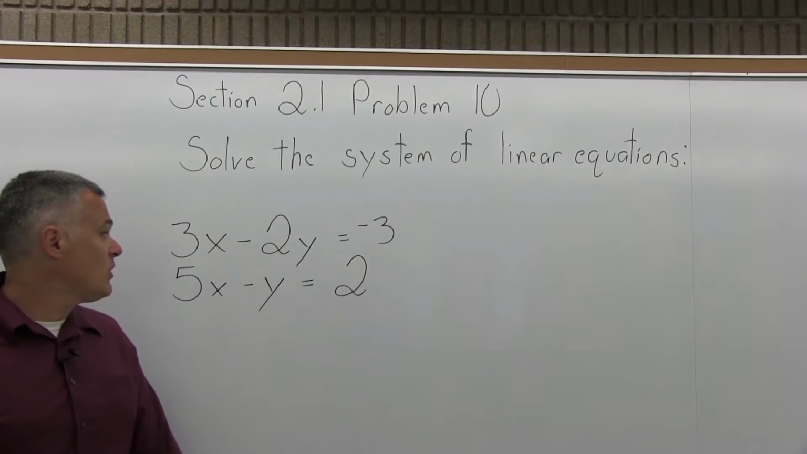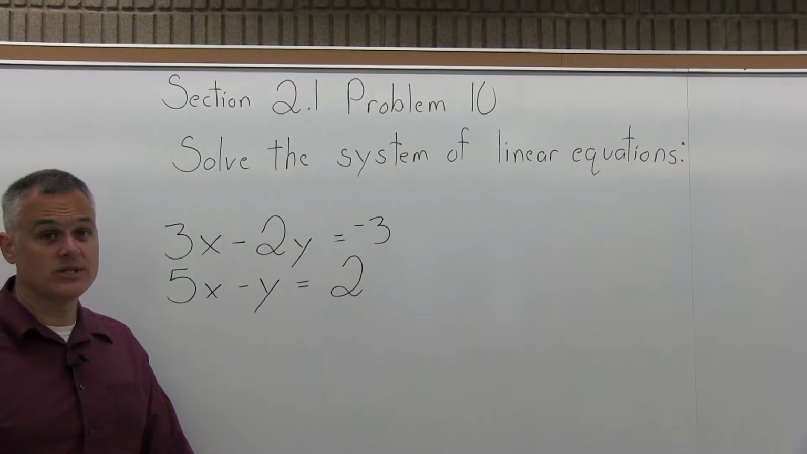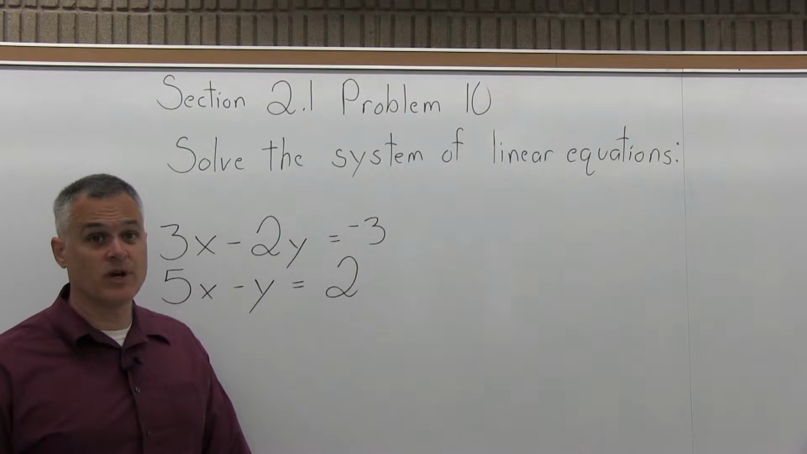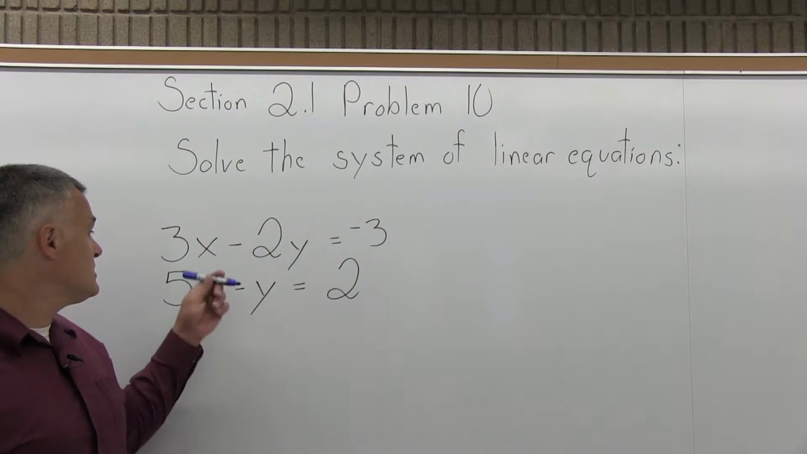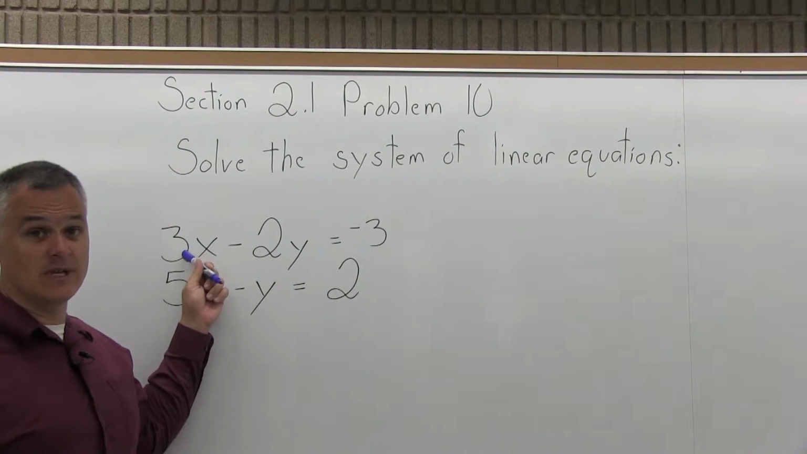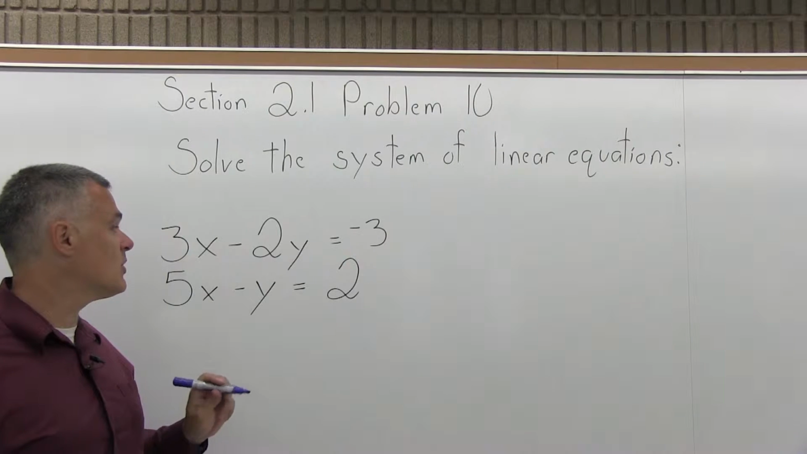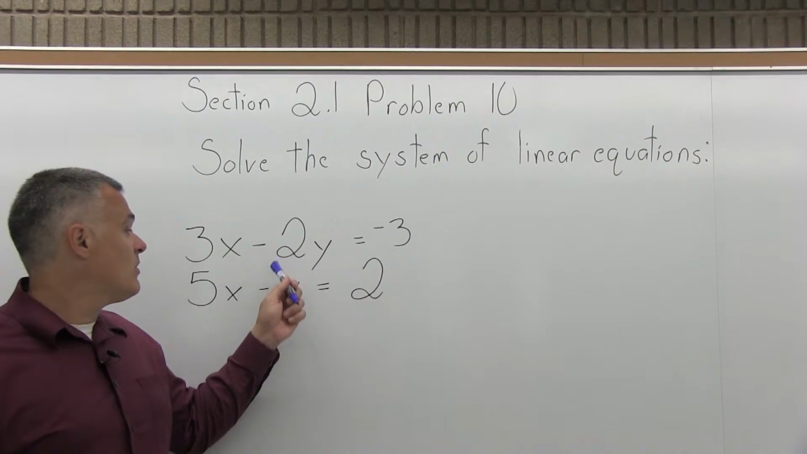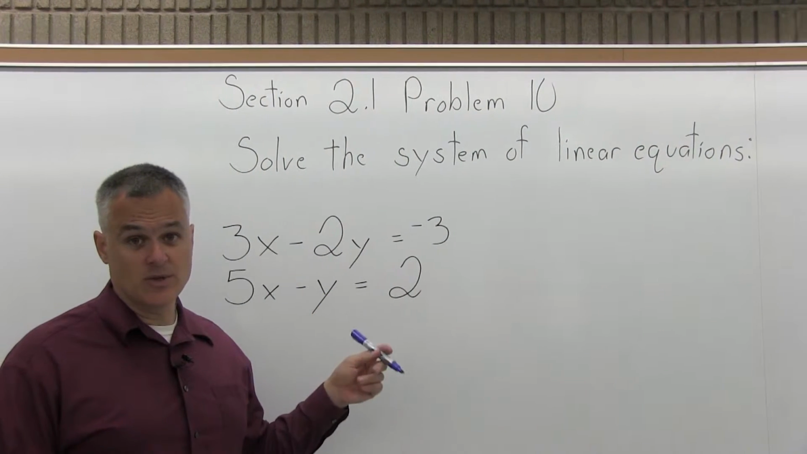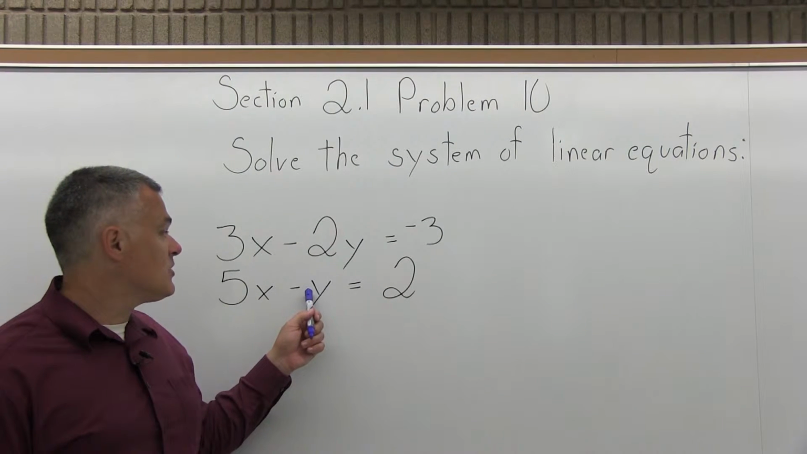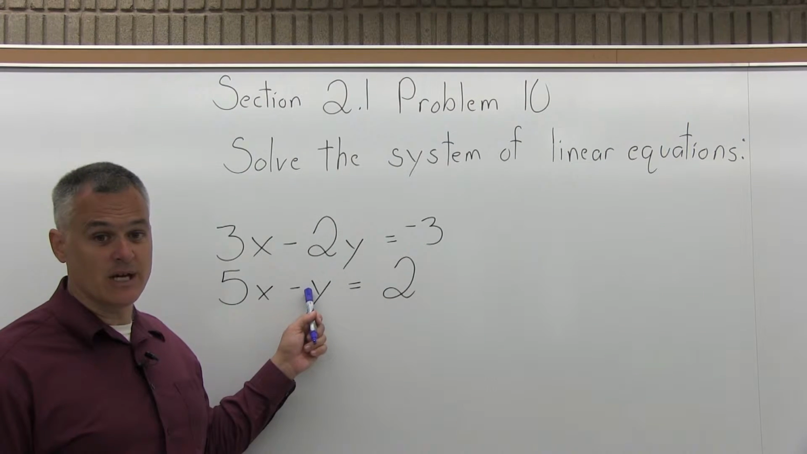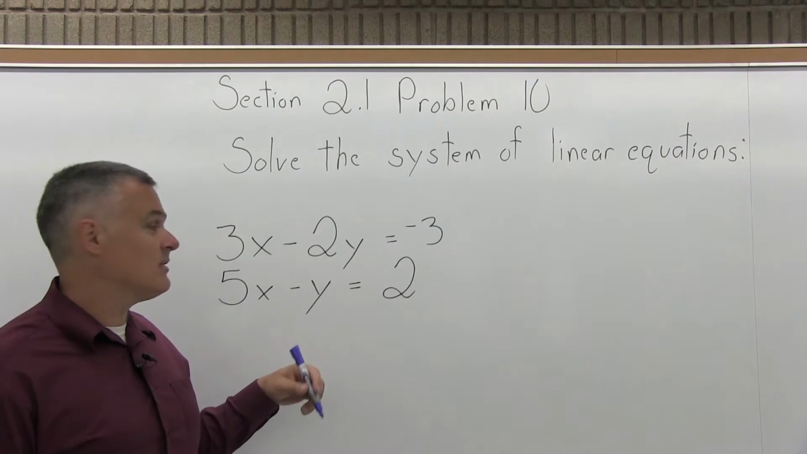To start, we want to multiply one or both equations times some value so that one of the variables will have the same number in front but with opposite signs. Our options are, we could make a negative 15x and a positive 15x, or a negative 2y and a positive 2y. It would give us the same answer either way, and it seems to me that the y's are a little easier to cancel than the x's. So for that reason, I'll cancel the y.